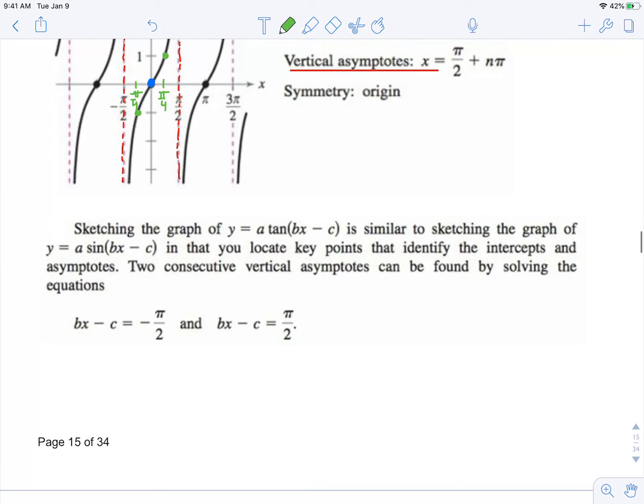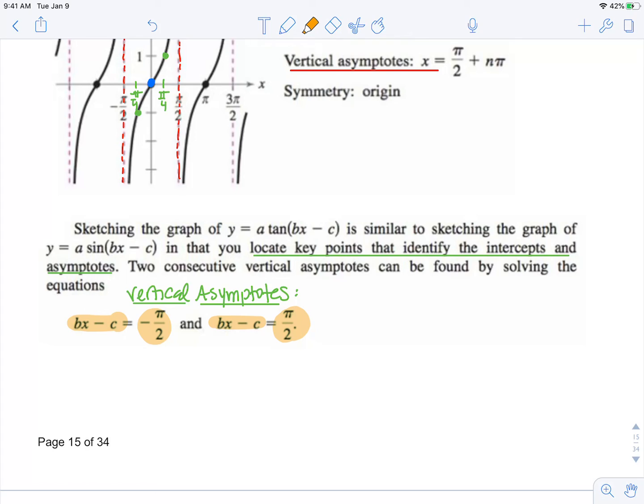Now, sketching this transformation of tangent is very similar to how we sketch sine. First, we're going to locate key points that identify the intercepts and the asymptotes, and then we can find our vertical asymptotes using this function. Vertical asymptotes can be found by setting what's inside of your function equal to negative pi over 2 and pi over 2.